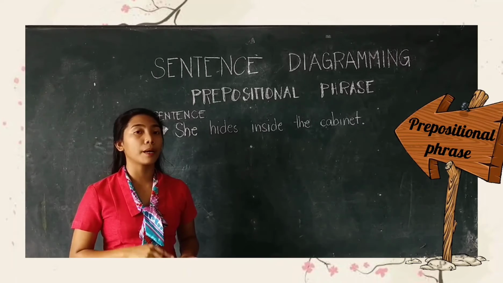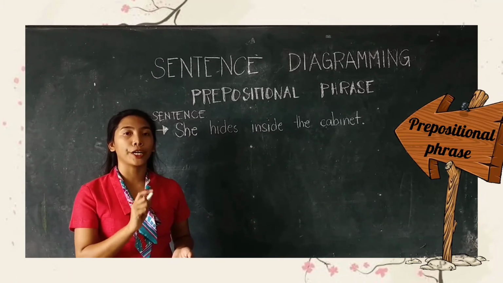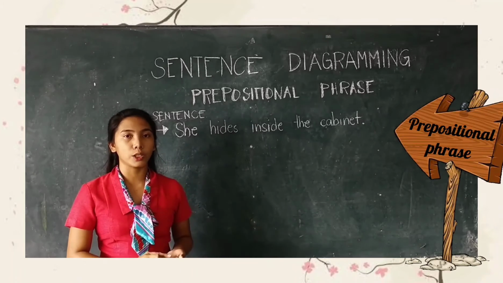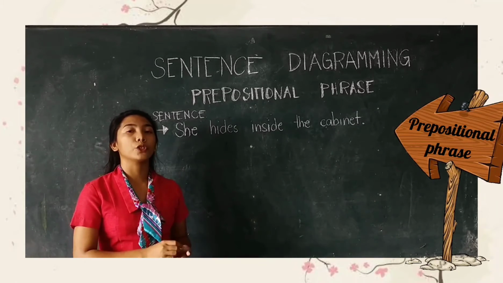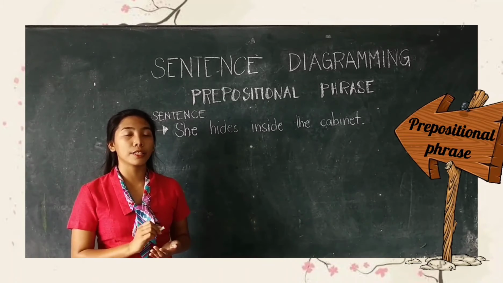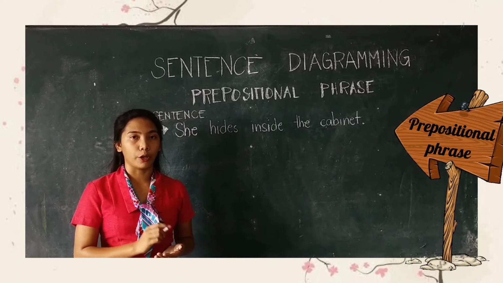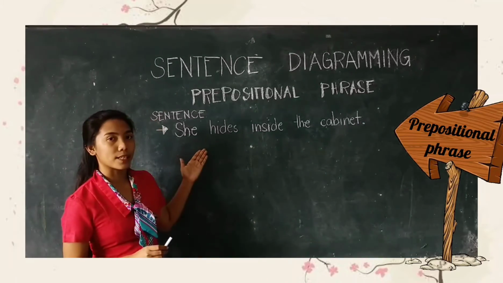So in diagramming a prepositional phrase, it must be placed under the word it modifies or under the word that it is connected to. So to diagram a prepositional phrase, we have to draw a slanted line that is connected to a short horizontal line under the word it modifies. So let us try to diagram this example.